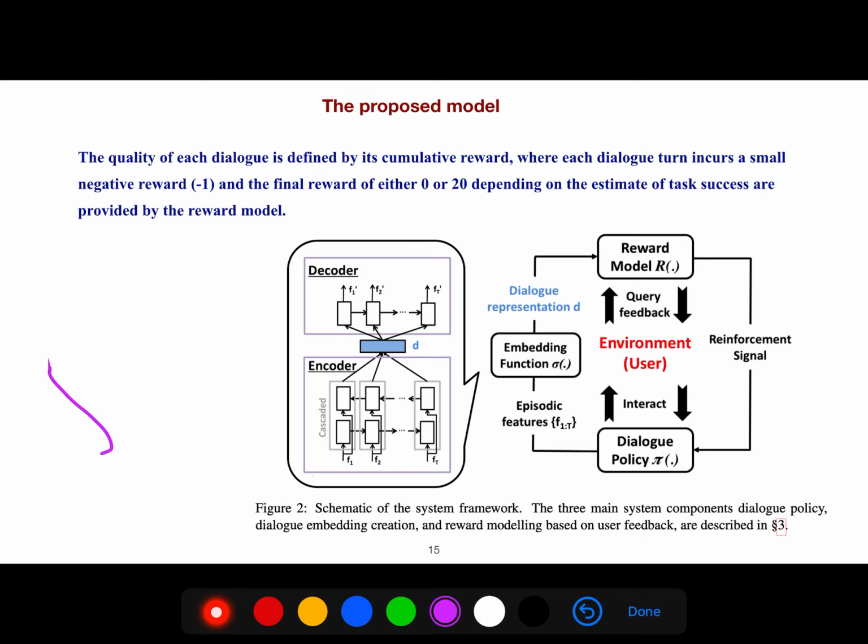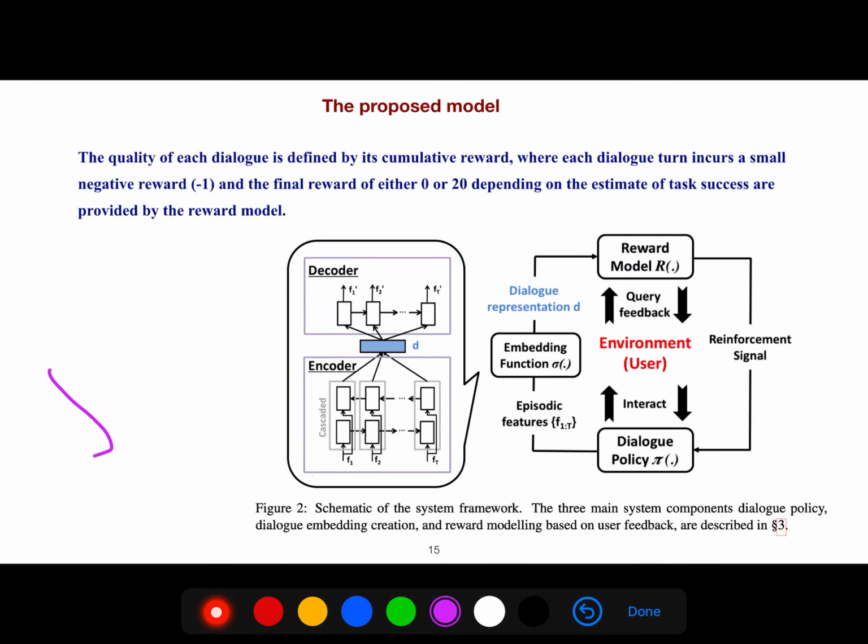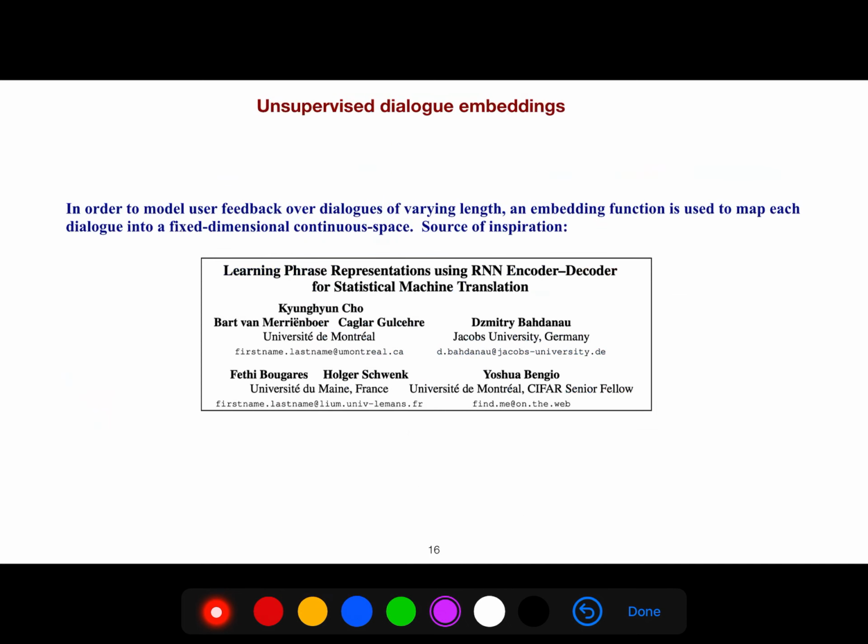Because we want to add all of these, I will explain later. You want to add all of them, so it's cumulative. Each dialogue turn incurs a small negative reward and a final reward of 0 or 20, depending on the estimate of task success. So in order to model user feedback over dialogues of varying length, an embedding function is used.